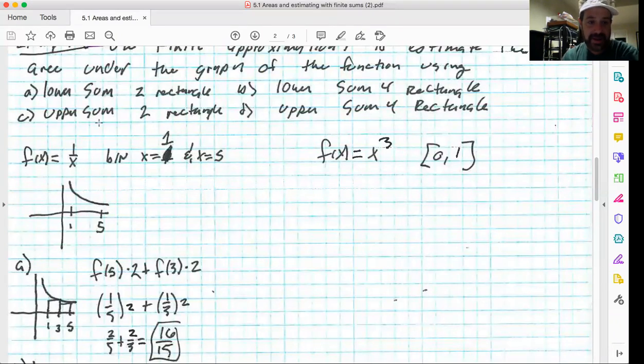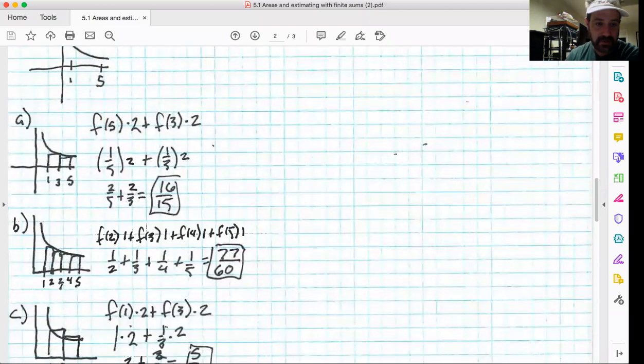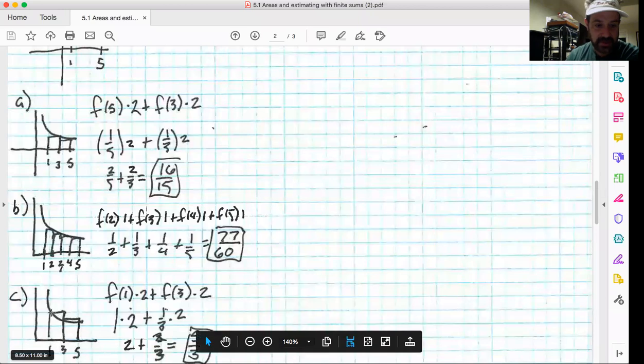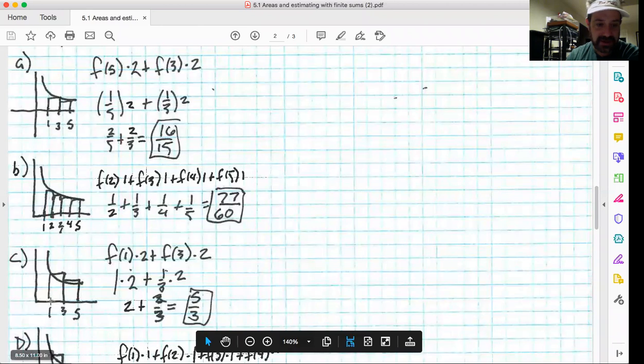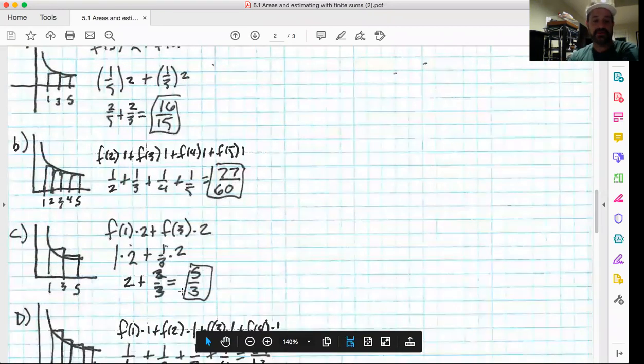So kind of A and C mirror each other a little bit, and B and D mirror each other a little bit. The only difference is because we're doing upper sums right here, rather than using the right endpoint to go underneath the curve, in C, we're going to use the left endpoint to go over the curve. So when we calculate the height of this rectangle, it's going to be f of 1 times our width 2. This one, f of 3 times 1. Well, 1 divided by 1 is 1, times our 2 is 2. 1 divided by 3 is 1/3, times 2 is 2/3. 2 plus 2/3 is 8/3.